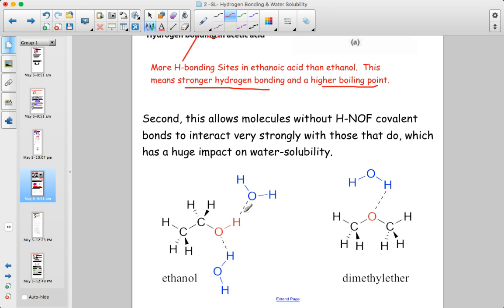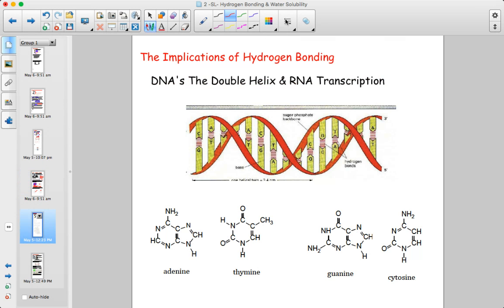It's also going to have implications for water solubility. Water can form a lot of hydrogen bonds, so it tends to attract other things that can form hydrogen bonds like this ethanol molecule. But water can also form hydrogen bonds with things that don't have O to H bonds or N to H bonds, something like this dimethyl ether. It has an oxygen in it, and therefore a hydrogen bond can form between water and this molecule, even though this molecule on its own cannot form hydrogen bonds.